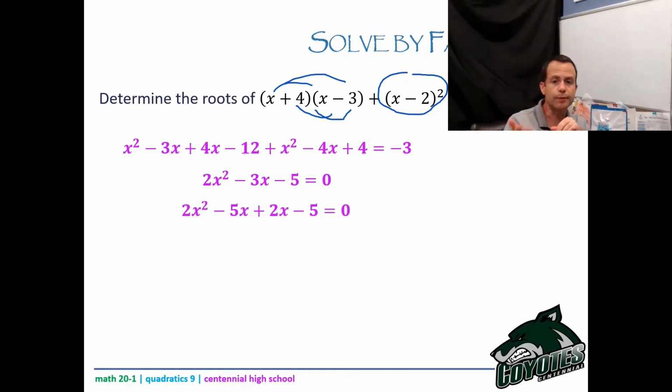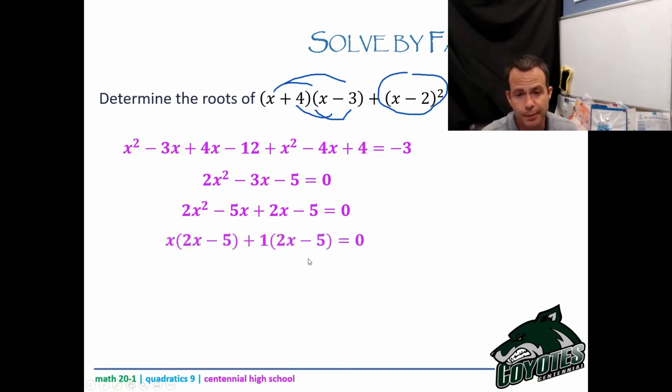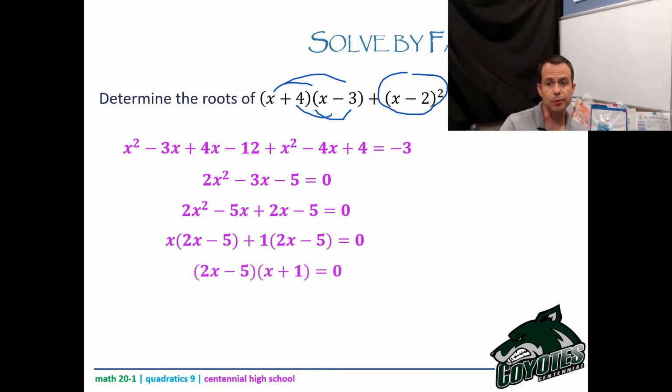Now, factor the front 2, factor the back 2. Out of the front 2, I can take out an x, and I'd be left with 2x minus 5. Out of the back 2, I just take out a 1 and I'm left with 2x minus 5. So now I can see that the 2x minus 5 is a common factor. Pull it to the front. I've got 2x minus 5 times x plus 1 equals 0.